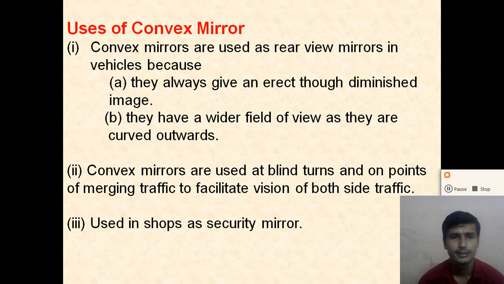Now the second use of the convex mirror. Convex mirrors are used at blind turns and at points of merging traffic to facilitate the vision of both sides of the traffic. So convex mirrors are used at traffic points also to see both sides of the traffic, merging of the traffic, right? And the third use is that a convex mirror is used in a shop as a security mirror. So these are the uses of the convex mirror.